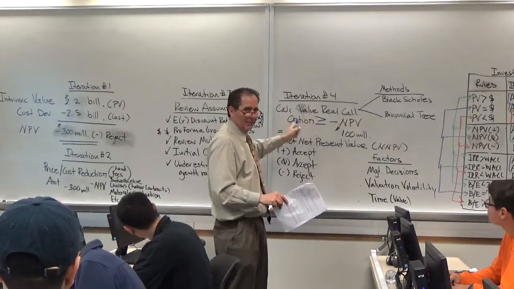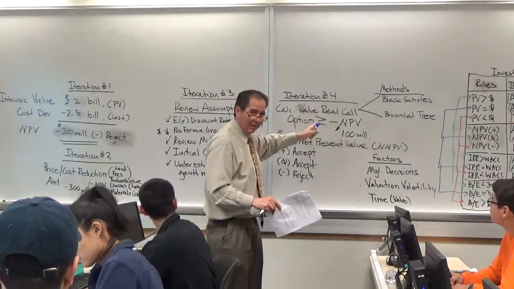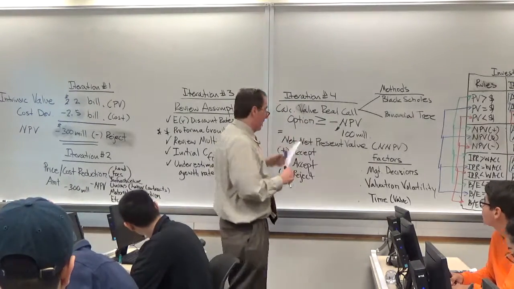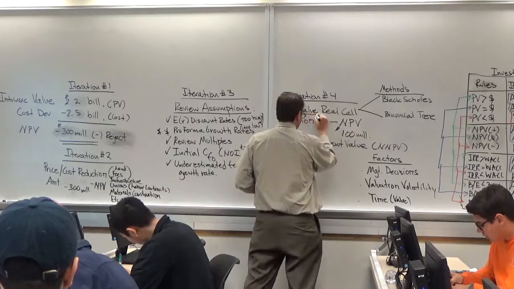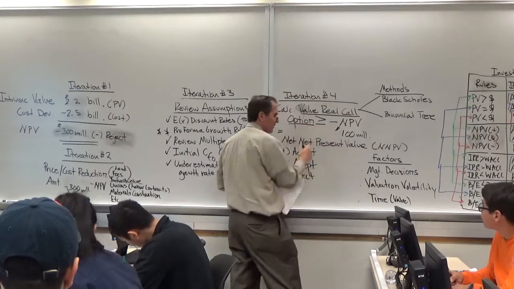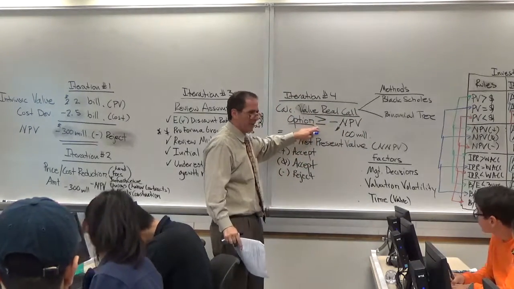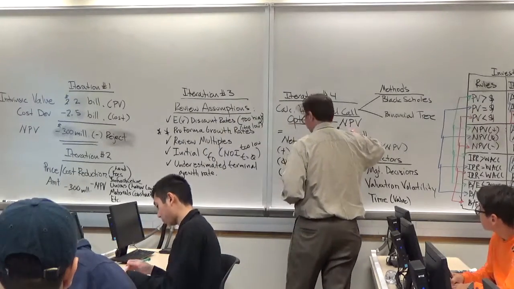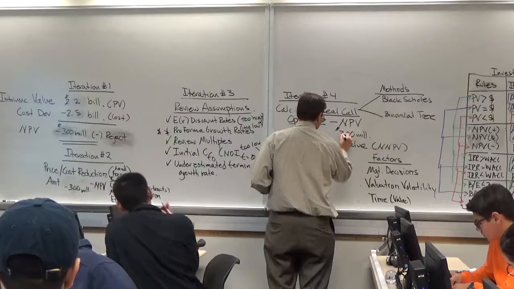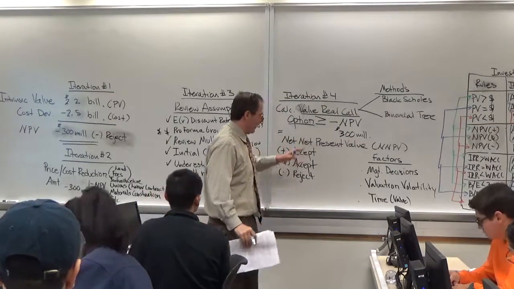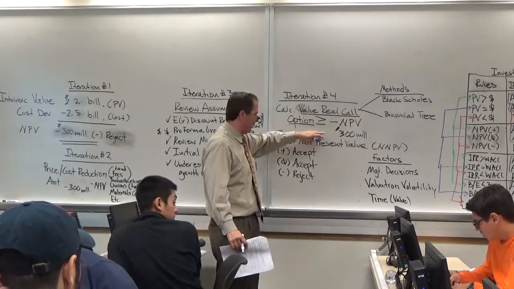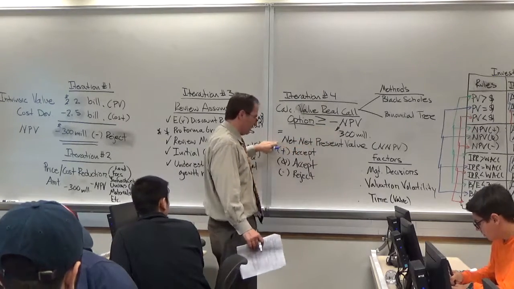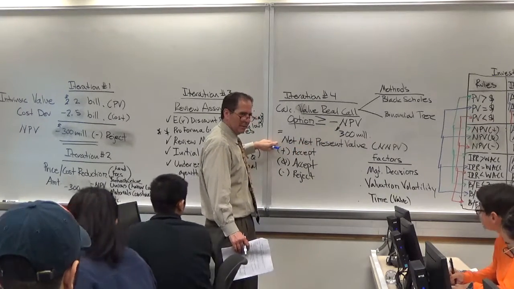You calculate the value of the real call option. Real call option, got it. And what is the value of the real call option gotta be? Gonna be greater than or equal to what? The negative net present value of how much? 300 million. And if the value of the real call option is greater than the negative net present value of 300 million, then your net present value is what?